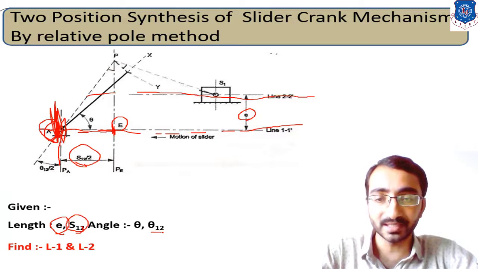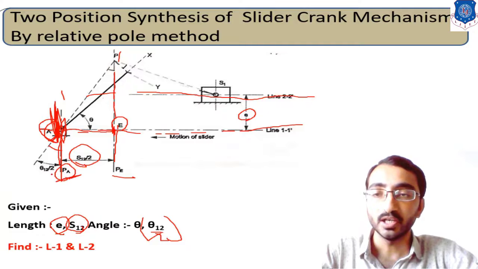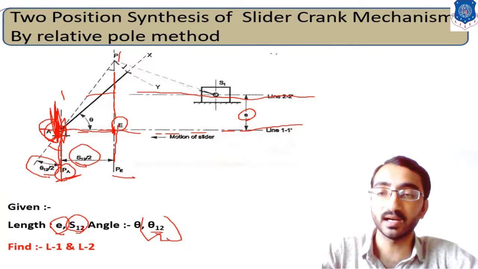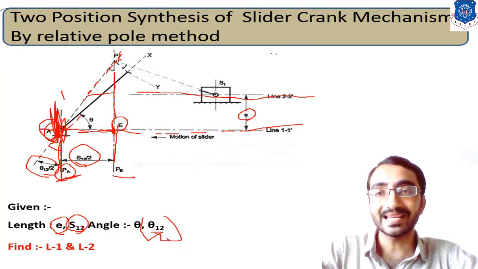Similarly, use your theta12 by 2 angle. With reference to this theta12 angle, draw the vertical lines from A and E. That is representing PA and PE. Now with reference to this PA line, consider theta12 by 2 angle and draw one dash line. This dash line will intersect with this PE, which will give you point number P.